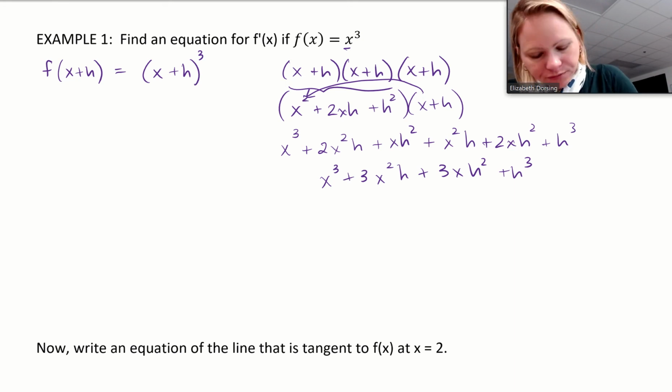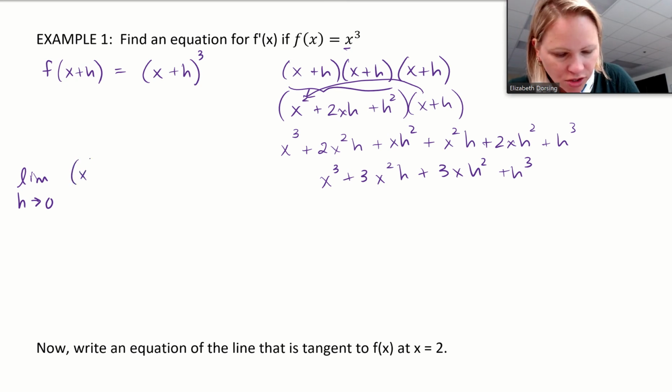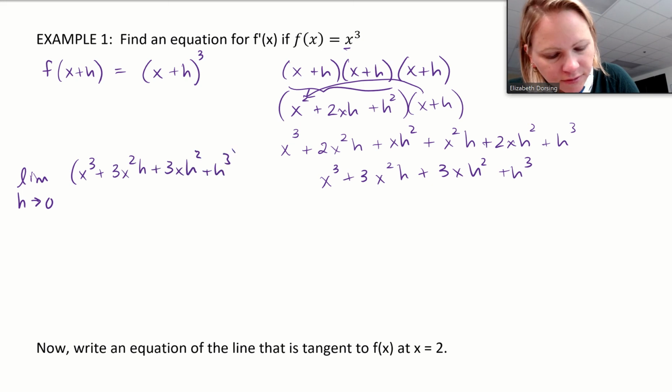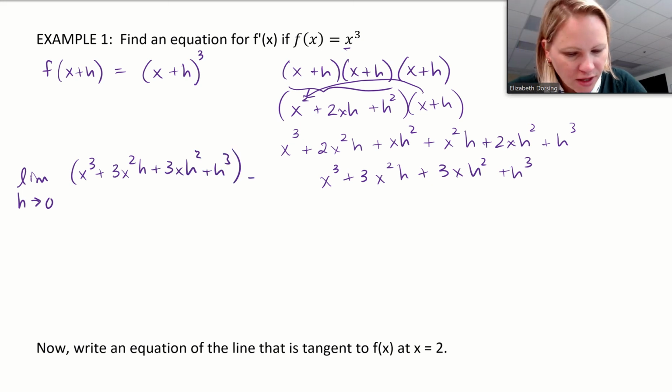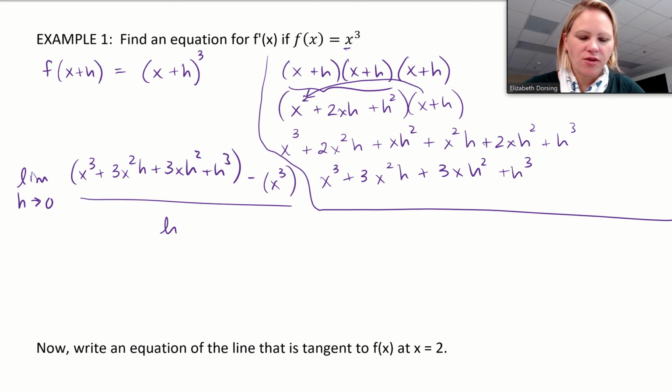So here we go. The limit as h approaches 0. F of x plus h is this big long polynomial that we just found. And we're going to subtract from that x cubed. And this is all over h. And I'm going to go ahead and draw a little line so that my work stays separate, so I don't accidentally throw an extra x cubed in there.